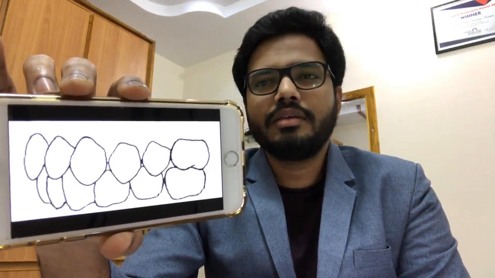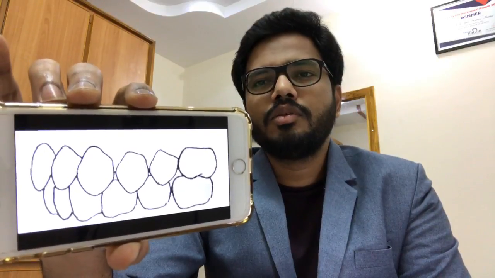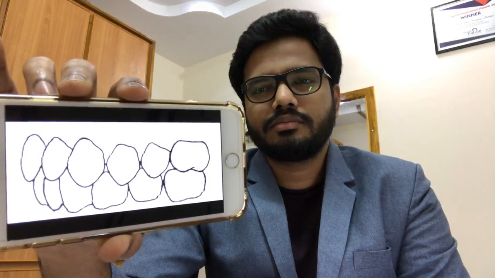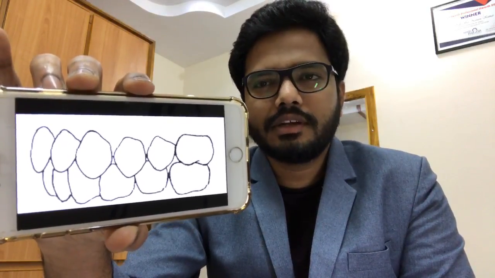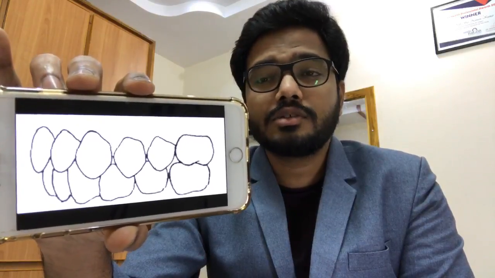So, the following image represents which type of occlusion? If you want me to give options, is it class 1, class 2, class 3, or class 2 subdivision 1?